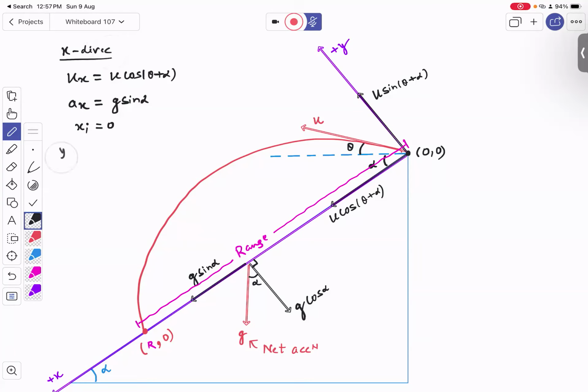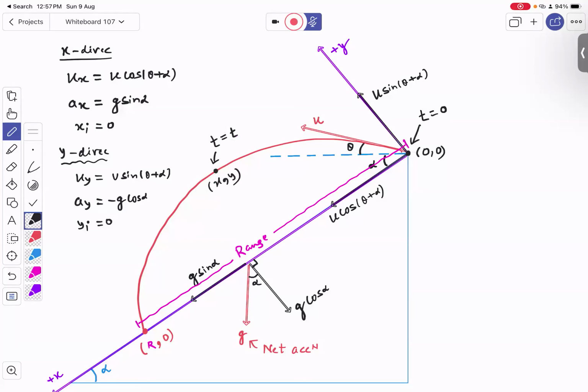So for y direction, what is the initial velocity we have along y? Plus u sine theta plus alpha. The acceleration along y is minus g cos alpha. And the initial y is 0. So at t equals 0, we are projecting it from here. And suppose at time t, it's going to reach the point whose coordinate I call x comma y, no?